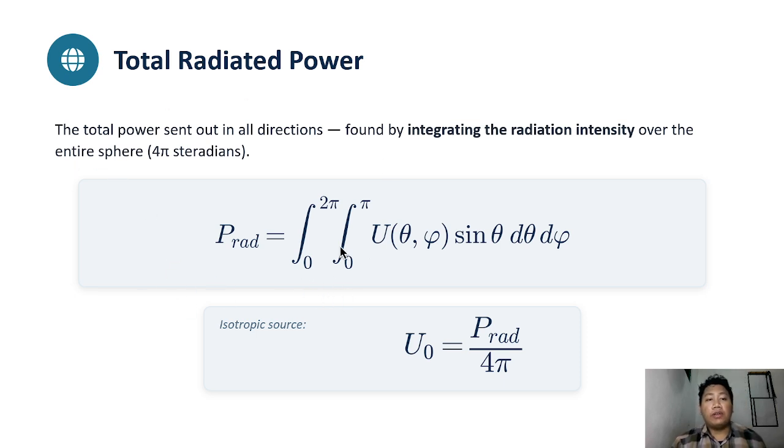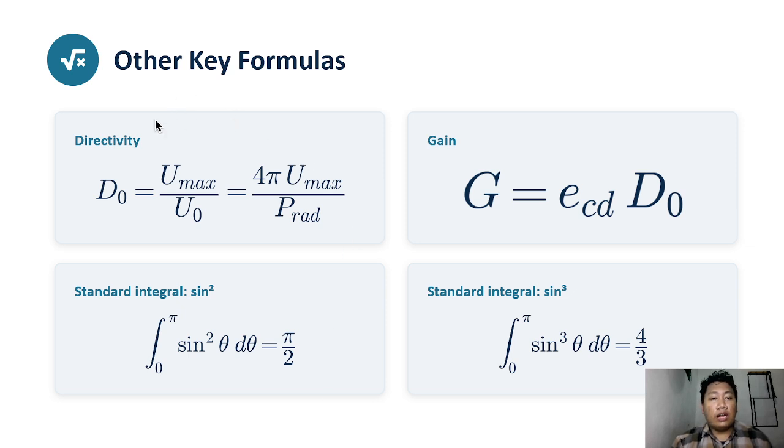And the total power radiated in all directions, we can find by integrating the radiation intensity over the entire sphere. So next up, we have other key formulas such as directivity and gain, the standard integral of sin squared, and the standard integral of sin cubed.